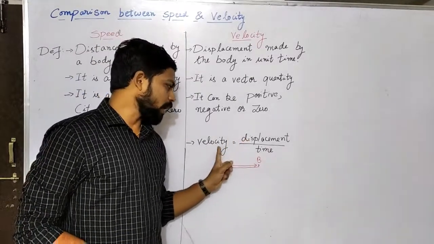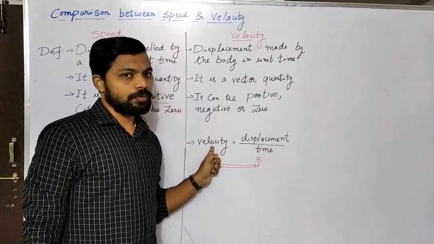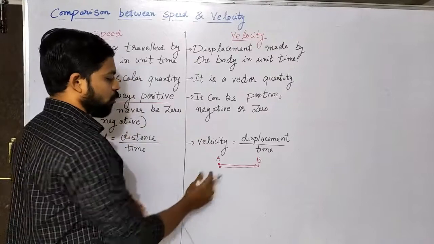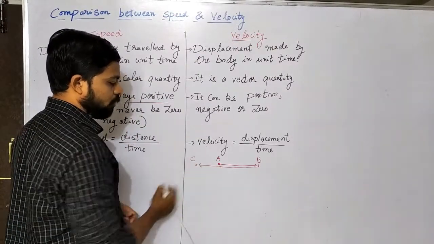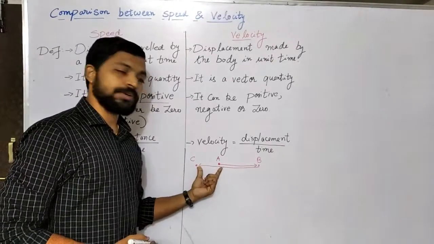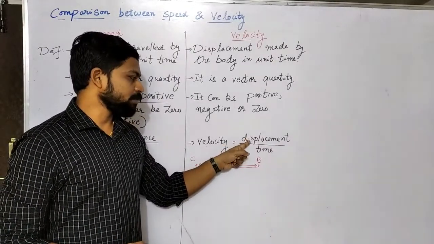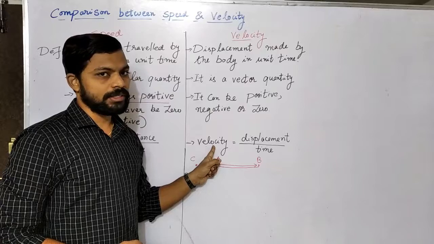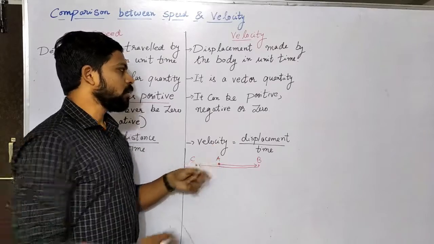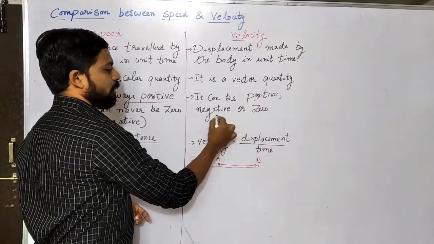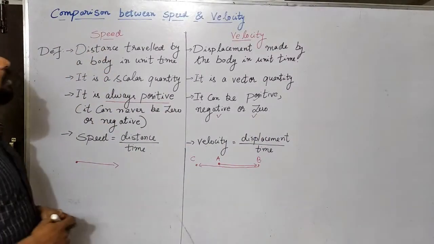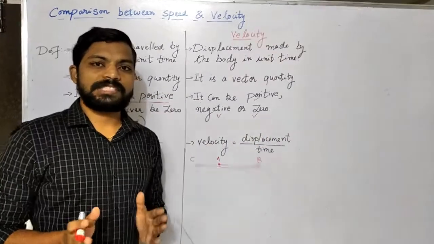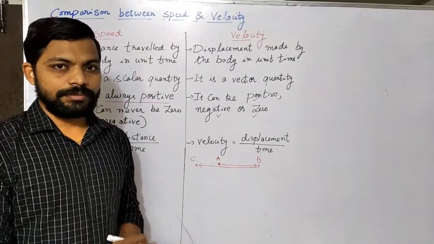Displacement is 0, so in that case velocity becomes 0. If this body further moves in this direction and ends at point C, then the displacement is negative. If displacement is negative, velocity will also be negative. So velocity can be positive, negative or 0. These are the differences between speed and velocity.